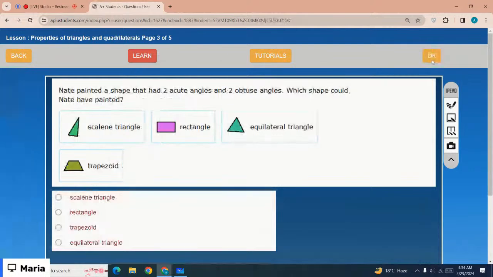Nate painted a shape that had two acute angles and two obtuse angles. What shape could Nate have painted? Which is the correct option?